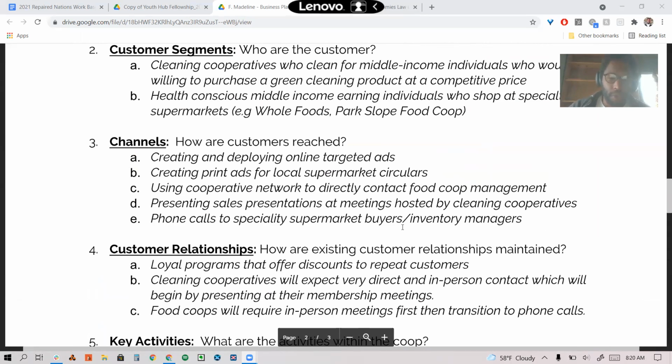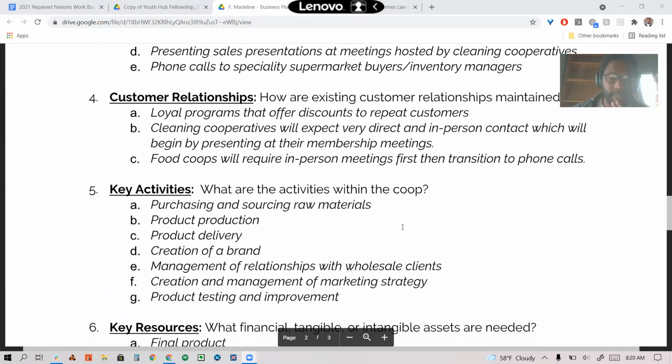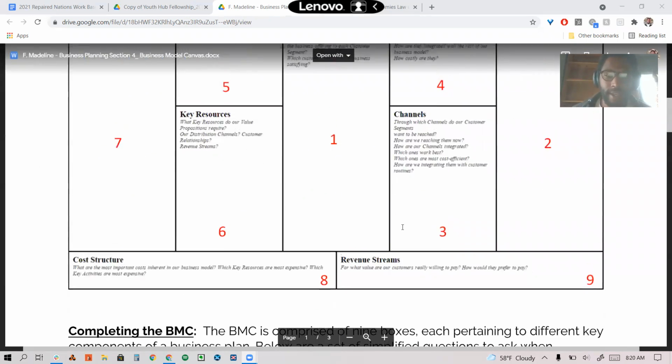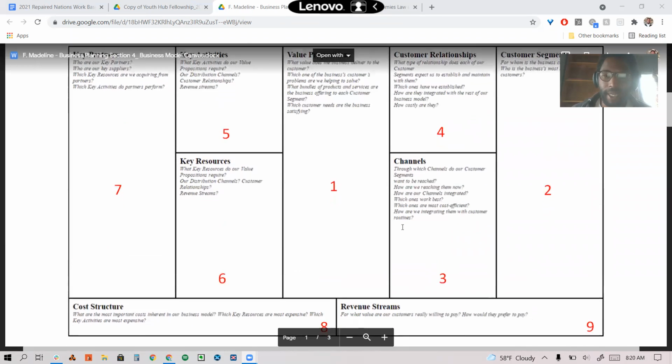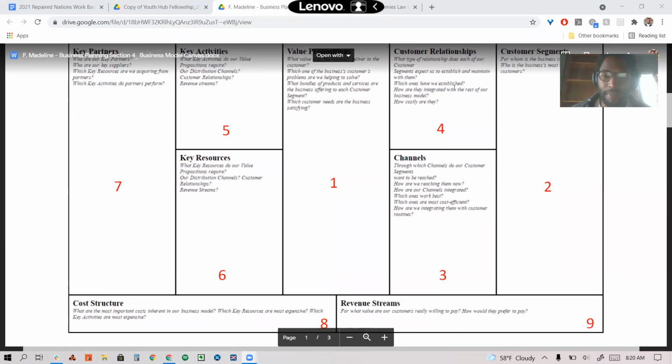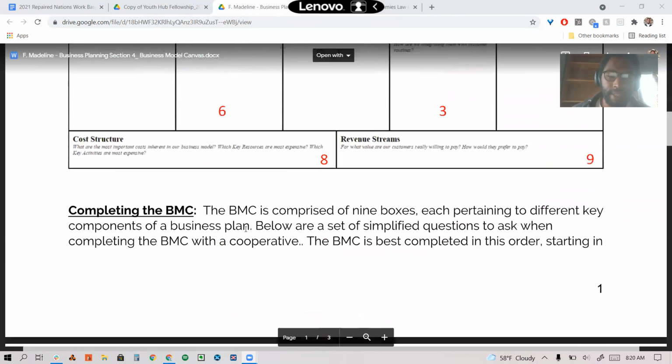Okay, so let's get into the key activities. As Ted said, it does break down into that: the right side is about how money's coming in, and the left side is about how money is going out. And so, yeah, we're getting into that left side now.